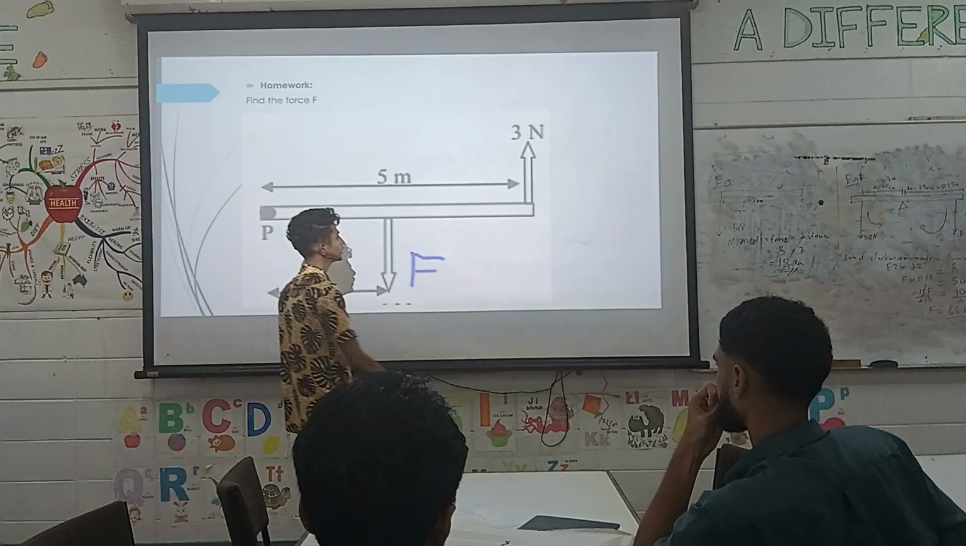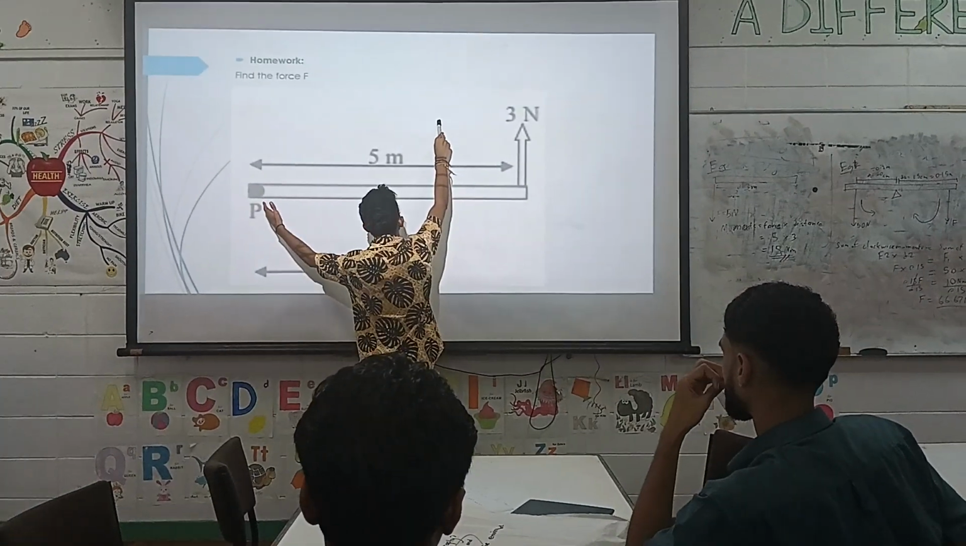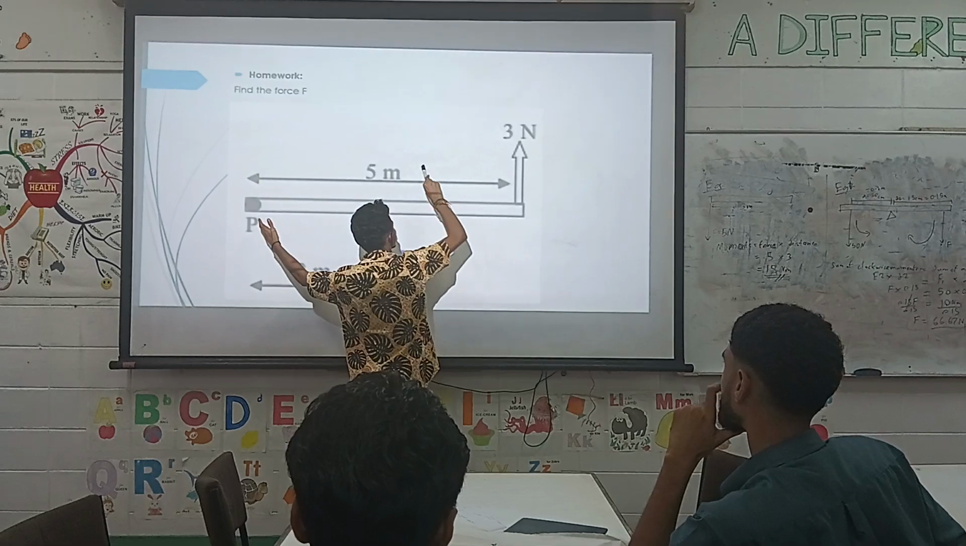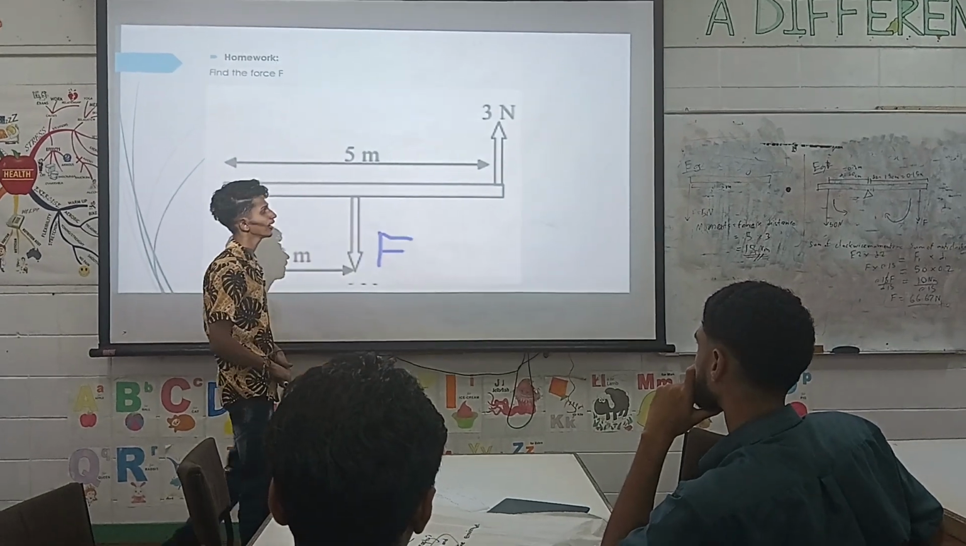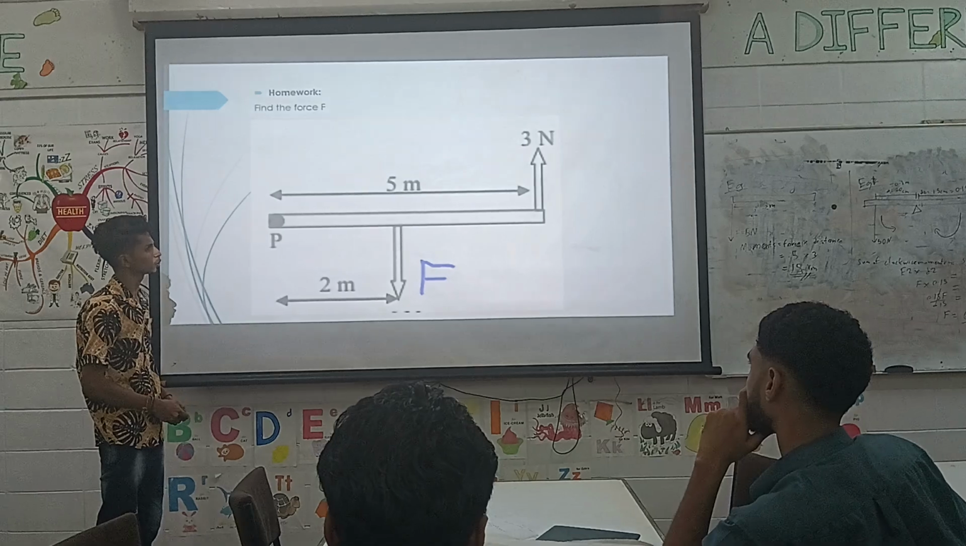And when this force is applied here, upwards, here's the pivot, it will go like this. Which direction is this? Anti-clockwise. That's correct. So I'll check this question tomorrow.